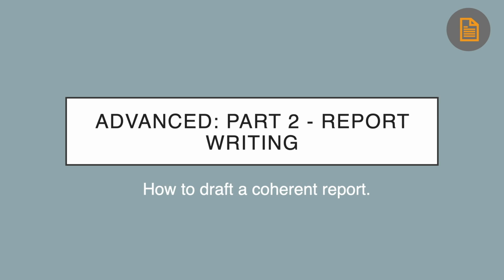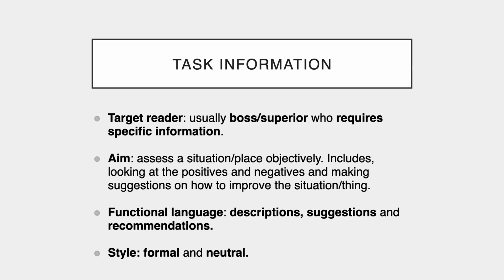Task information. Now, the target reader for this task is usually a boss or a superior, someone who requires specific information, for example, a college principal or a line manager. Now, the aim is to assess a situation or a place objectively. This includes looking at the positives and negatives and making suggestions on how to improve the situation or thing. The functional language used in this task are descriptions, suggestions, or recommendations. As the text is for a manager or superior, the style should be formal and neutral.